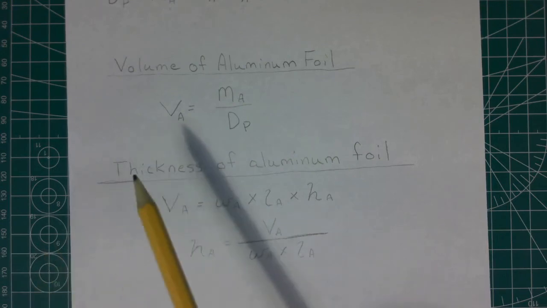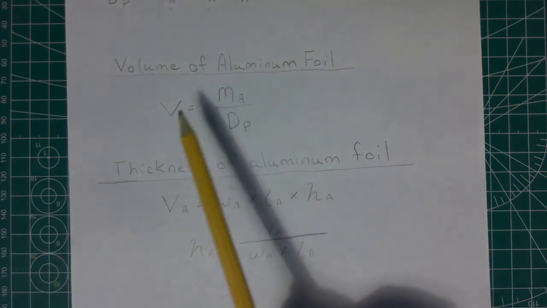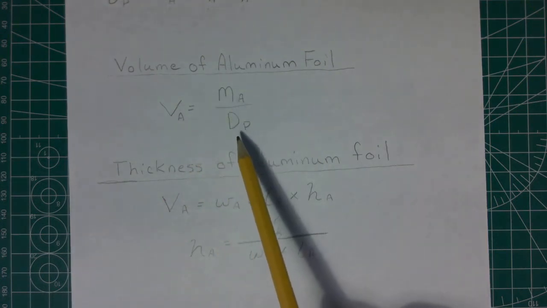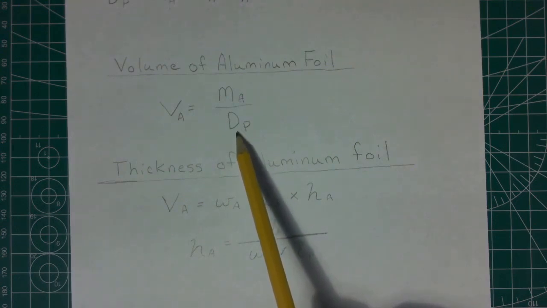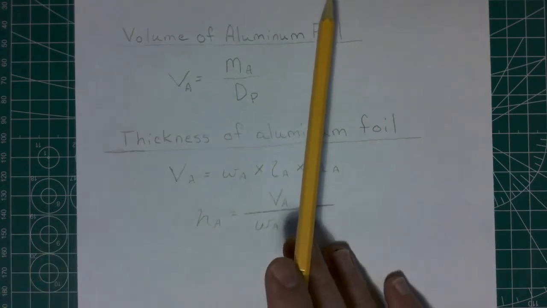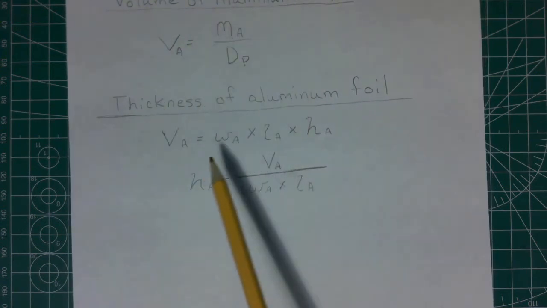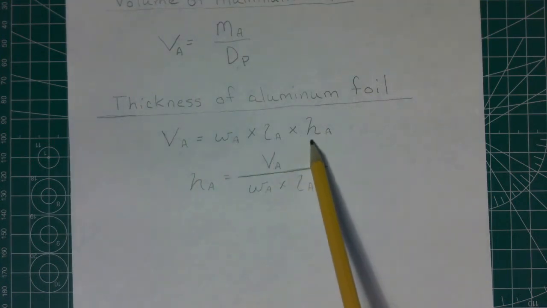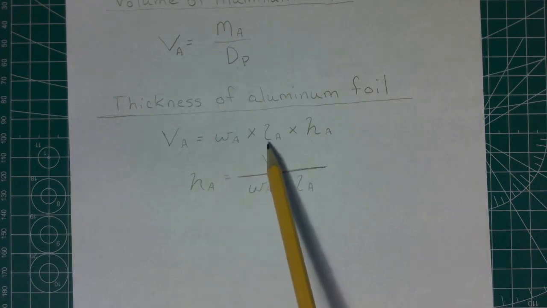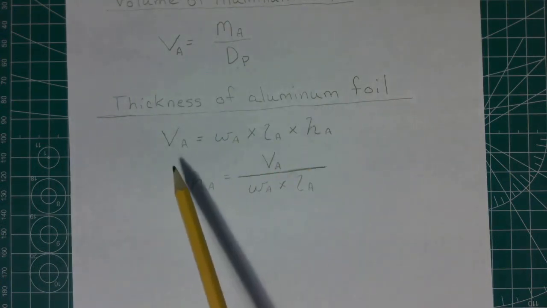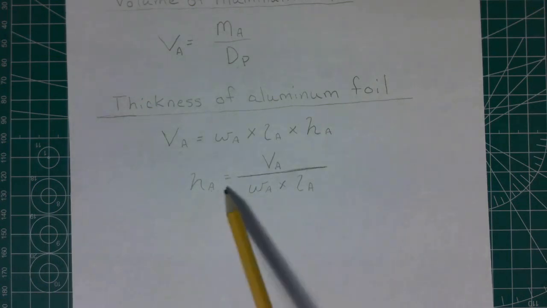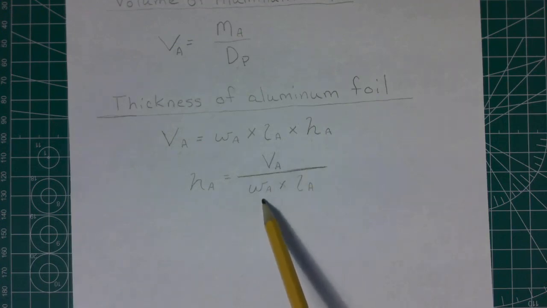So the volume of the aluminum foil we're going to get from our density equation by solving it for volume. So the volume of the aluminum foil is going to equal the mass of the aluminum foil divided by the density of aluminum. And then finally, for the thickness of the aluminum foil, we're going to remember that volume in this case, as we just saw, is width times length times height. We know the width and the length, but we want to know the height. We just calculated the volume, and so solving for that height, we can see that it is the volume of the aluminum foil divided by the width of the aluminum foil times the length of the aluminum foil.